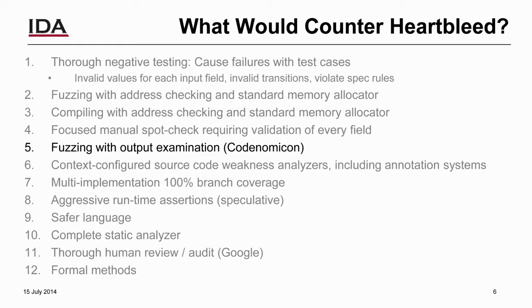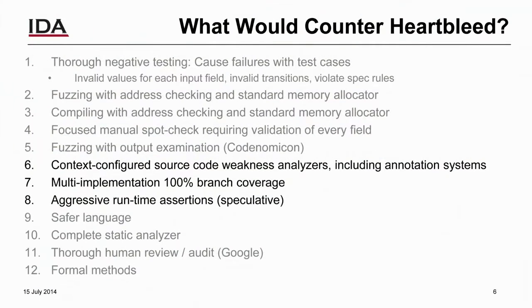Codenomicon used an approach, which I'm numbering number 5, fuzzing with output examination. Traditional fuzzers just look for program crashes. They extended the idea to look more precisely at what the results were to make sure they met certain criteria. And that was actually enough to find it.